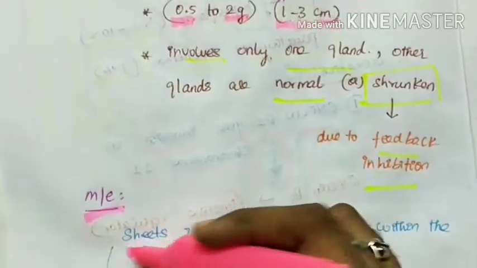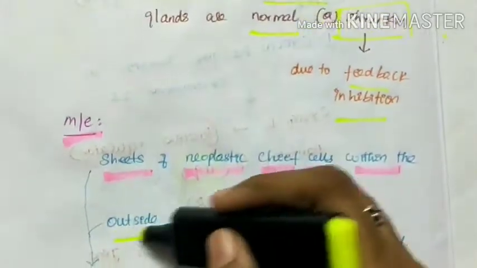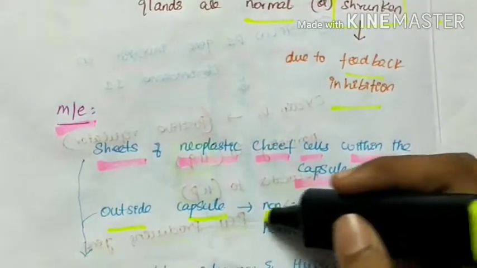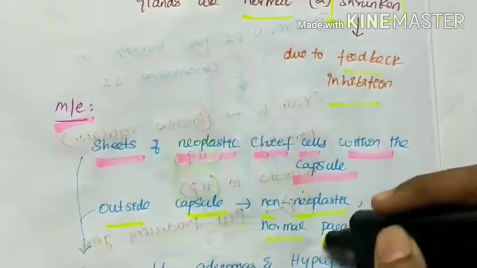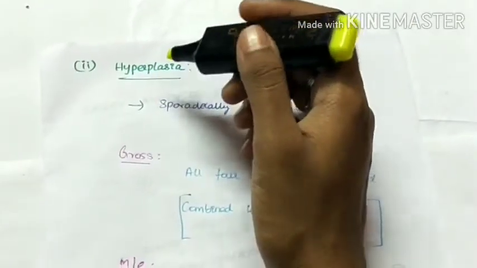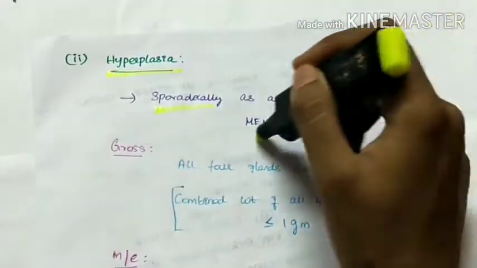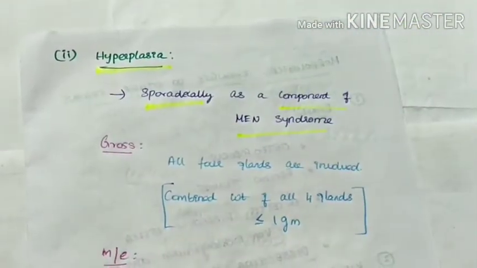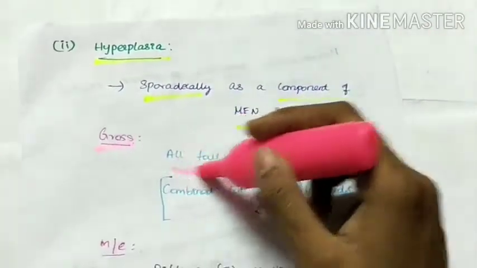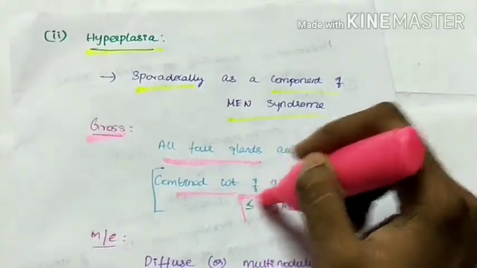Microscopically, there are sheets of neoplastic chief cells present within the capsule. Outside the capsule, it can be non-neoplastic and normal parathyroid gland. So these 2 points differentiate adenomas and hyperplasia. The second etiology is parathyroid hyperplasia. It occurs sporadically as a component of MEN syndrome. Grossly, in hyperplasia, all the 4 parathyroid glands are involved, and the combined weight of all 4 glands is less than or equal to 1 gram.